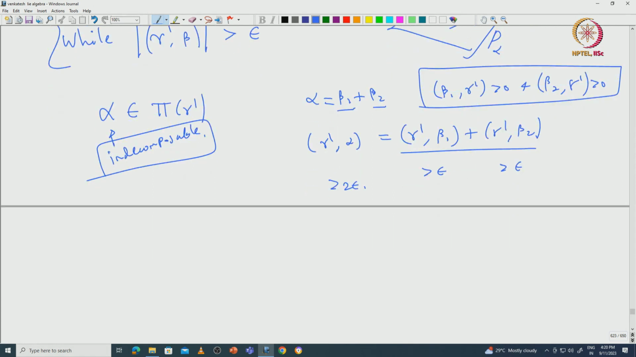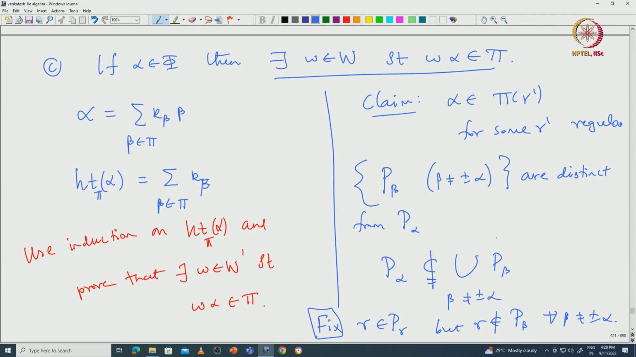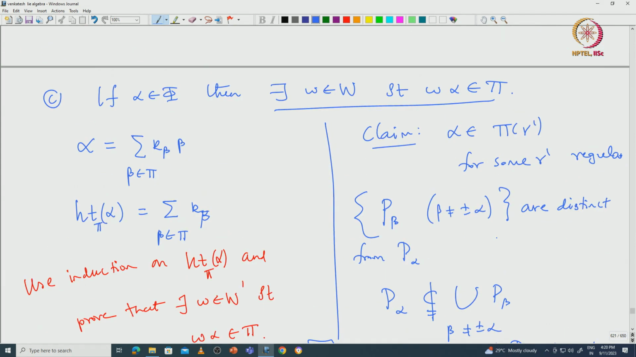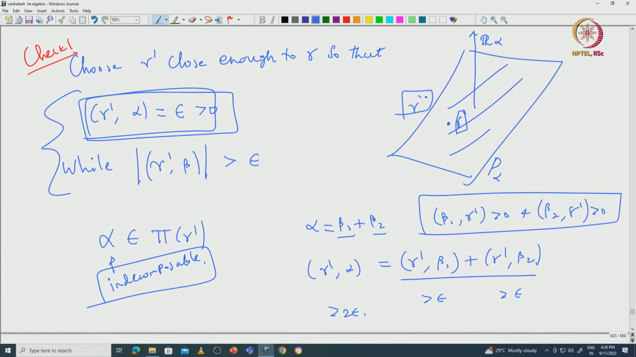Since there exists W in capital W such that W of pi of gamma dash is exactly pi, that forces this W alpha to be exactly in pi. So, this proves that any root of phi must be W conjugate to some simple root. Okay. So, now we are ready to actually prove W dash is exactly W.